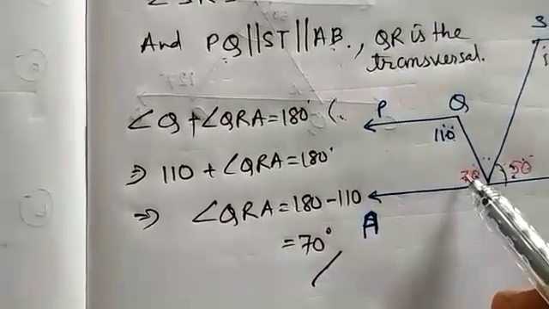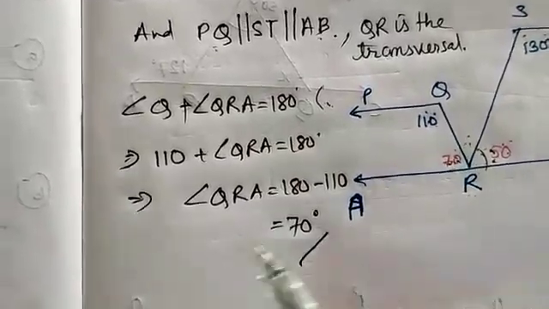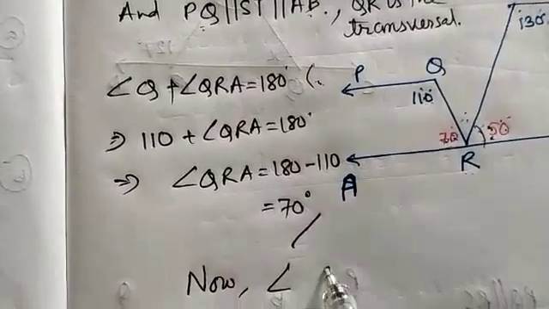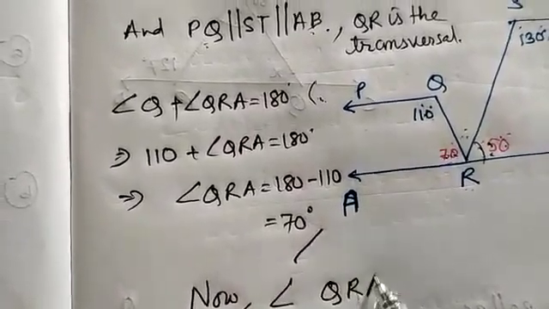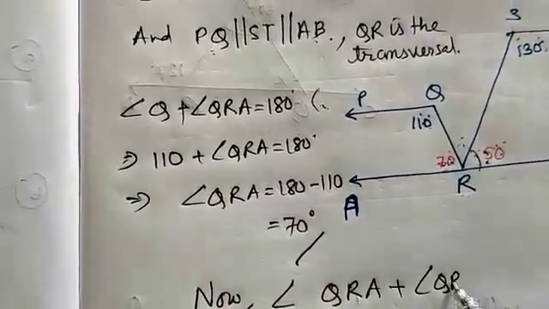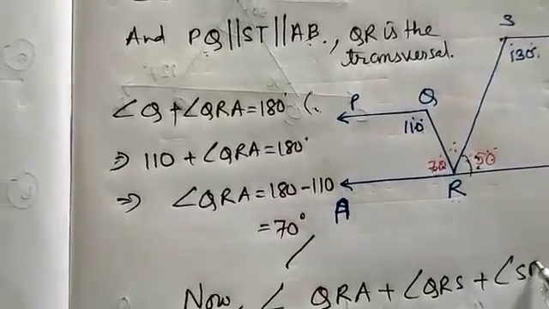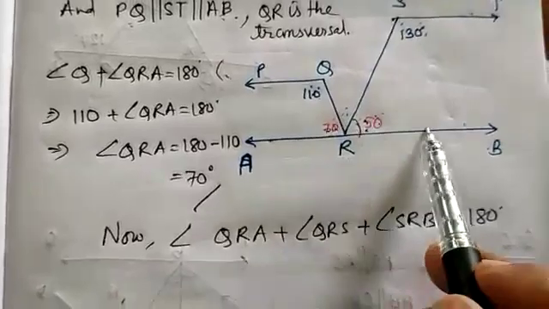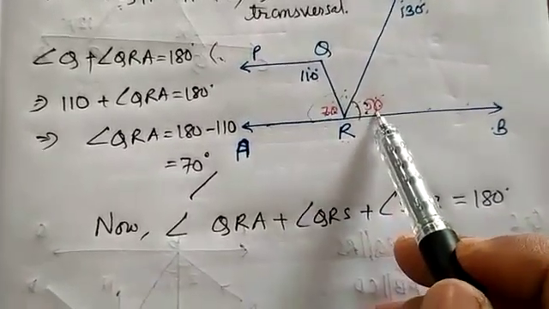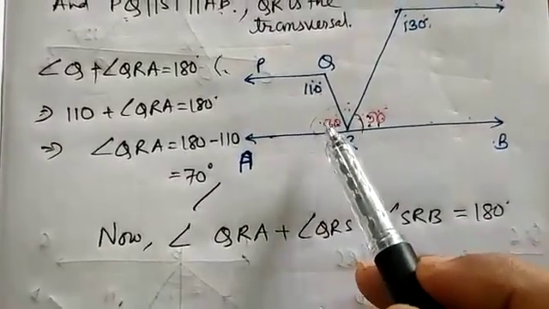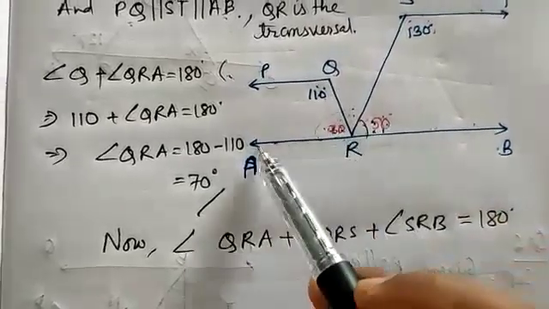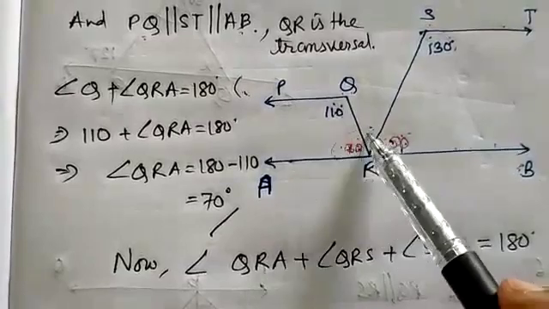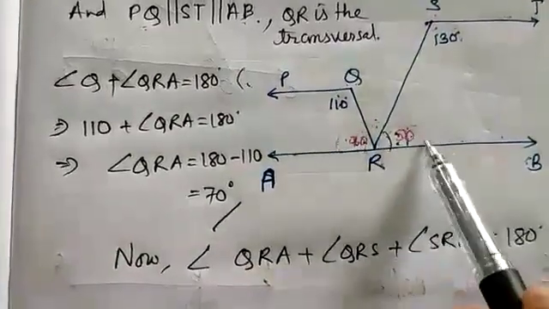We need to find this. Ultimately the sum of these three angles is 180 degrees. Angle QRA plus angle QRS plus angle SRB equals 180 degrees. A single straight line makes a straight angle which is 180 degrees. I repeat again, the sum of these three angles, QRA, QRS and SRB, is 180 degrees because it is a straight angle.